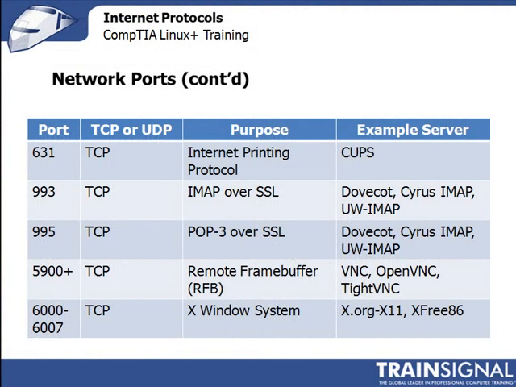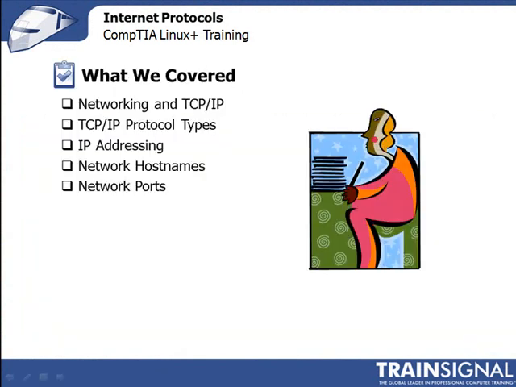And that concludes our lesson on Internet protocols. Let's review what we've learned on the next slide. In this lesson, we covered Linux networking and TCP/IP. On the hardware end, we learned that Ethernet is the most common network interface and that TCP/IP is the protocol you'll most likely use. We then reviewed the different types of TCP/IP protocols. Next, we talked about IP addresses and how they're used in conjunction with host names to identify computers on a network. We wrapped up with a look at network ports and how they are assigned to specific programs.